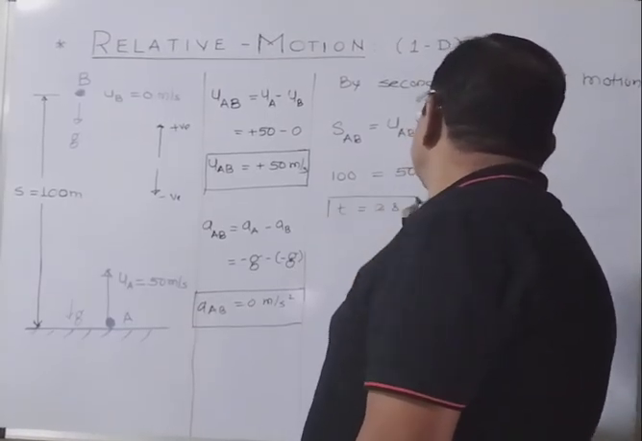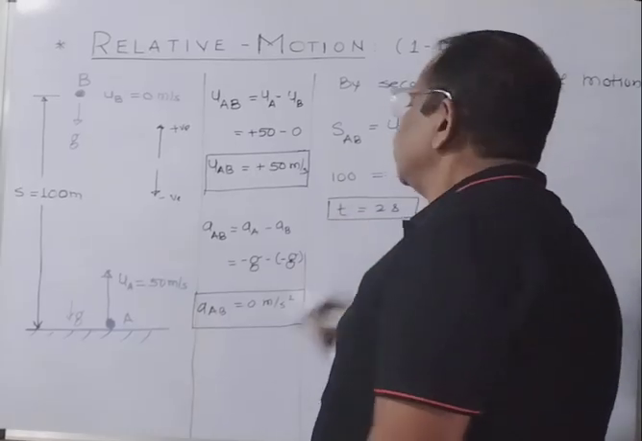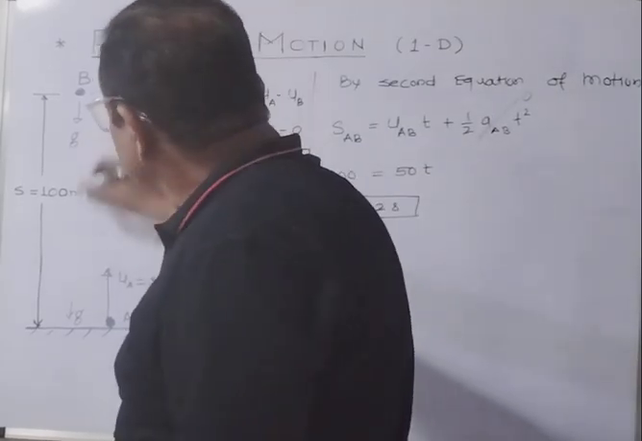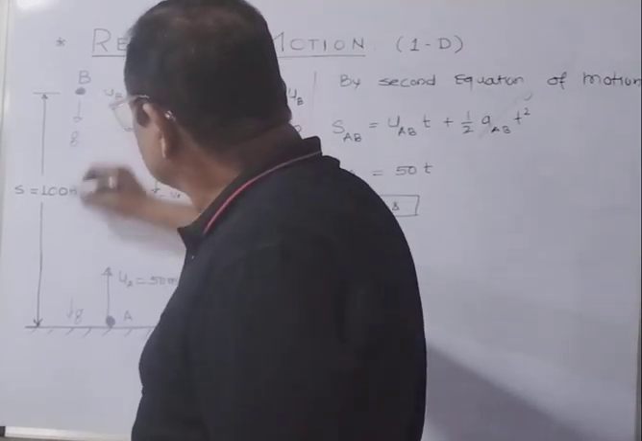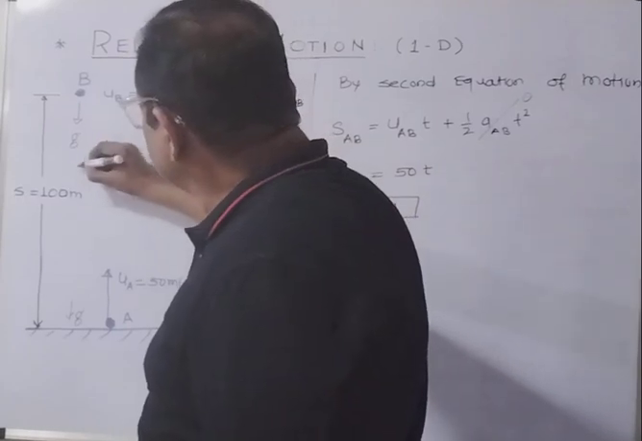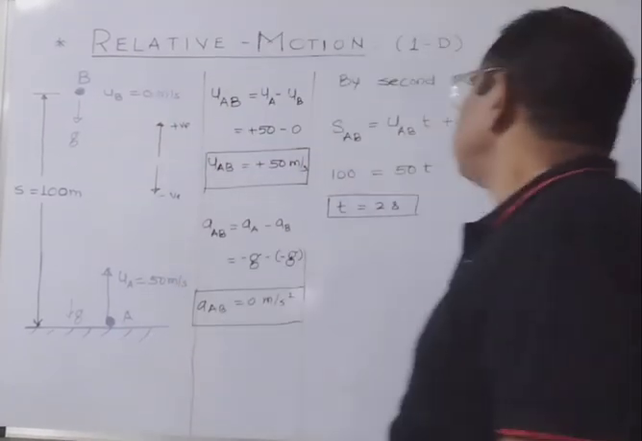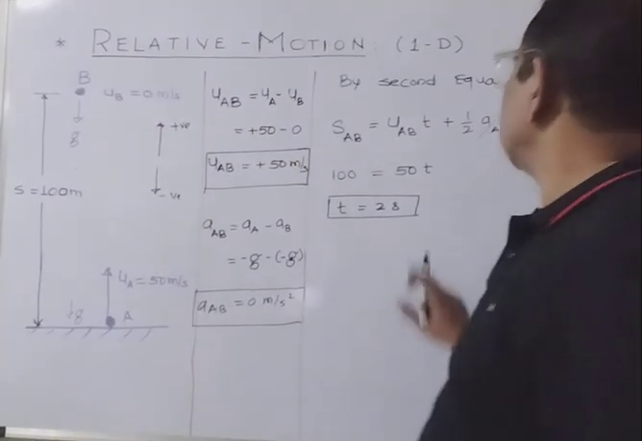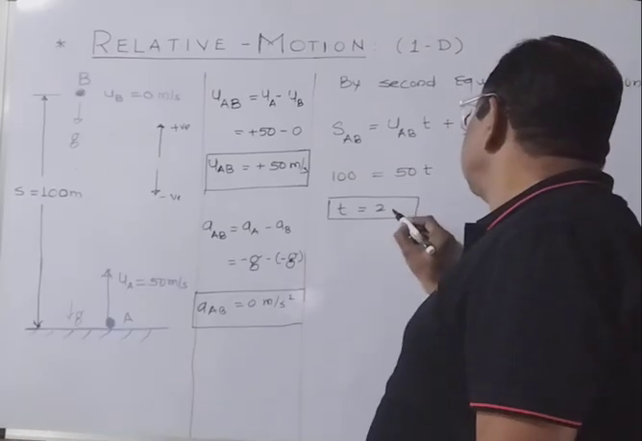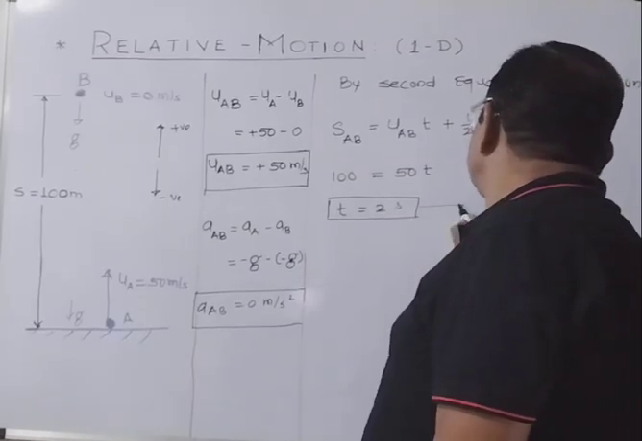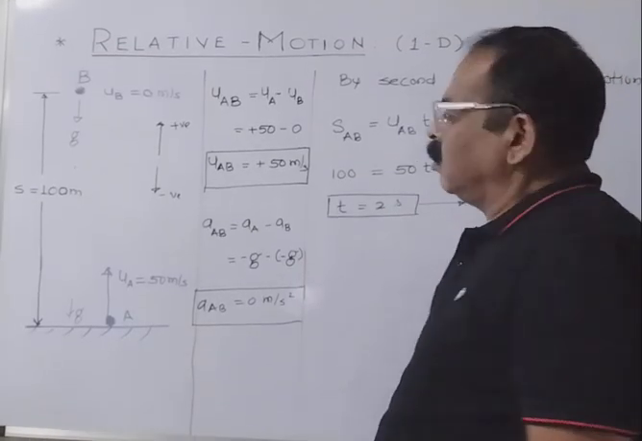That means after 2 seconds, they will cross each other, maybe here or here, like this. Okay, that is the answer for the time when they will cross each other. Call it equation number 1.